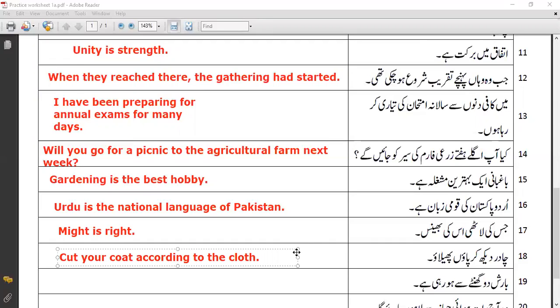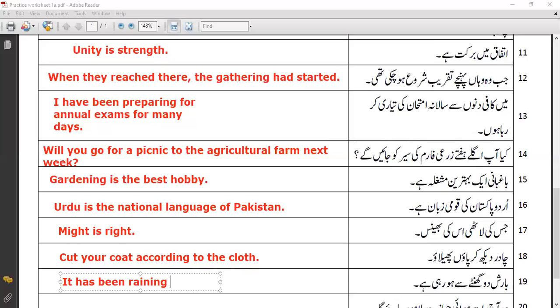Next one, बारिश 2 घंटे से हो रही है. Again, do not write it is raining for 2 hours. It is present perfect continuous. You have to write it has been raining. And again, don't use since over here. You won't write since because you do not know the starting time when the particular event or thing has happened or started happening.